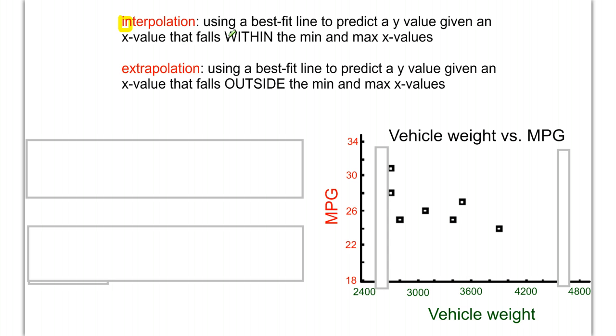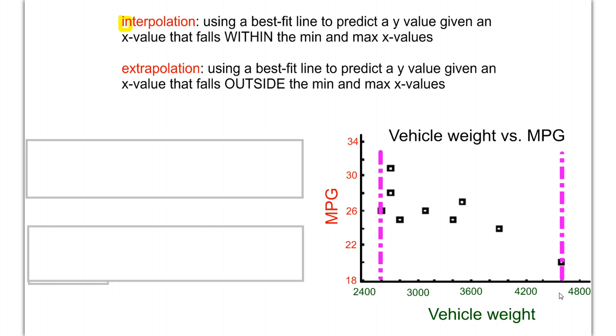But here it says that falls within the min and the max x values. So the lowest x value that we had was a little bit over 2,400, probably about 2,600 was the lowest x value that we had from our original data. The highest x value was out here, 4,600 pounds. So somewhere between 2,600 and 4,600 pounds. Whenever you're making a prediction in that range, you're using interpolation.